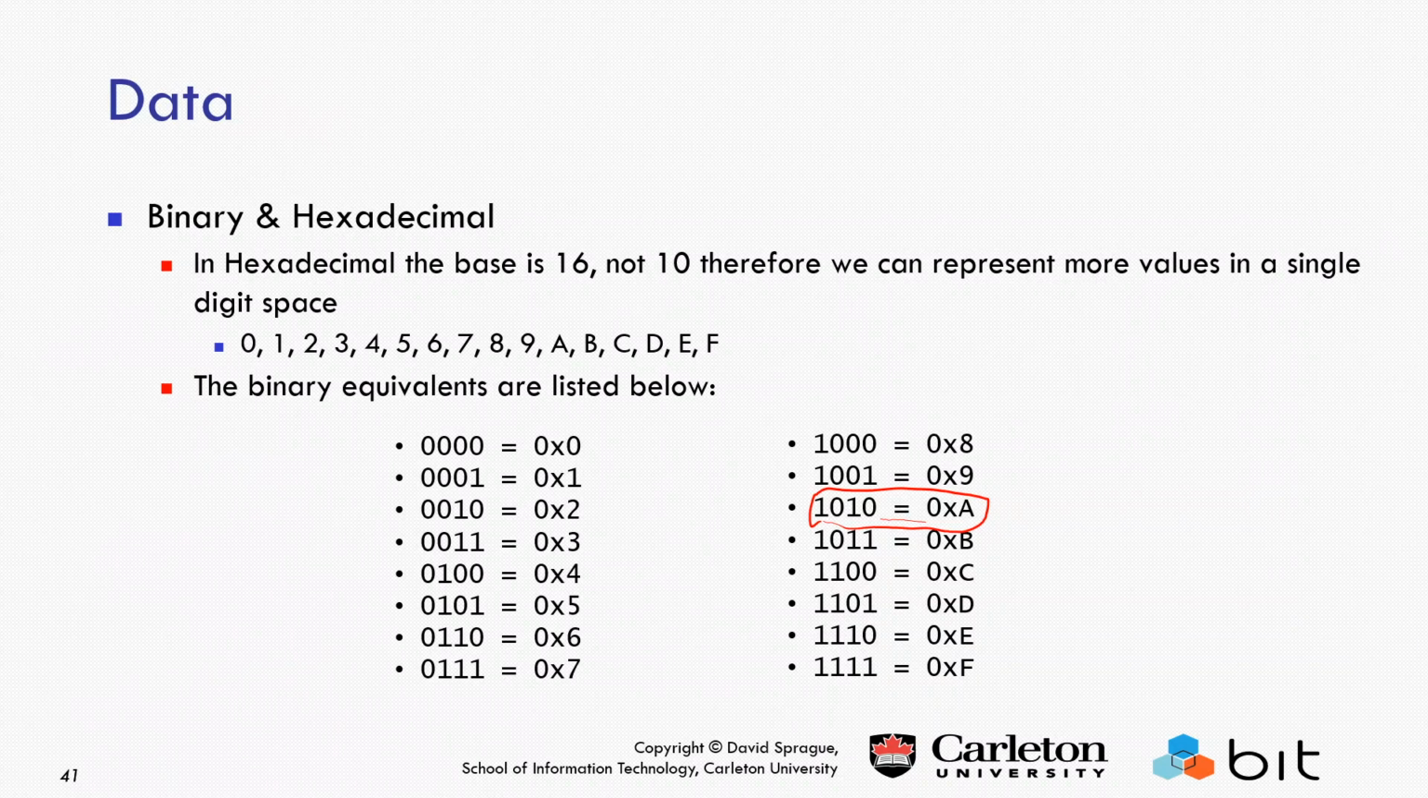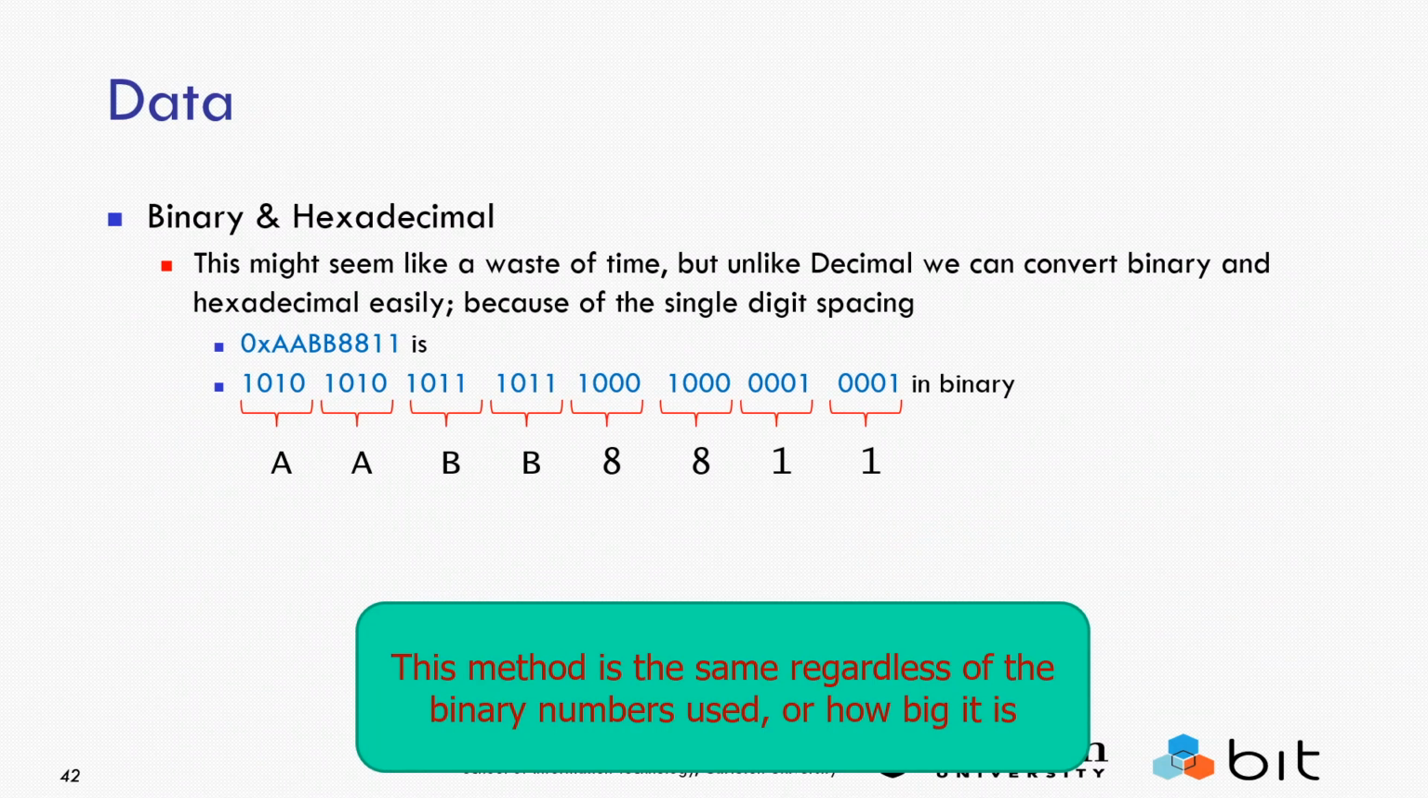So I can just take groups of 4 and convert them to a hexadecimal number. So here's what we're doing. Here is AABB881. Okay, A is consistently 1010. So I can just do that again. The next thing, B, is 1011, 1011. I just blindly put those down. 8 is always 1000. 1 is 0001, right?